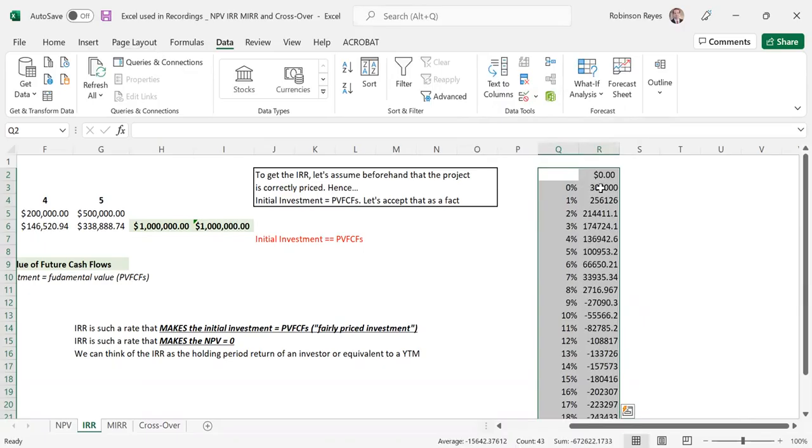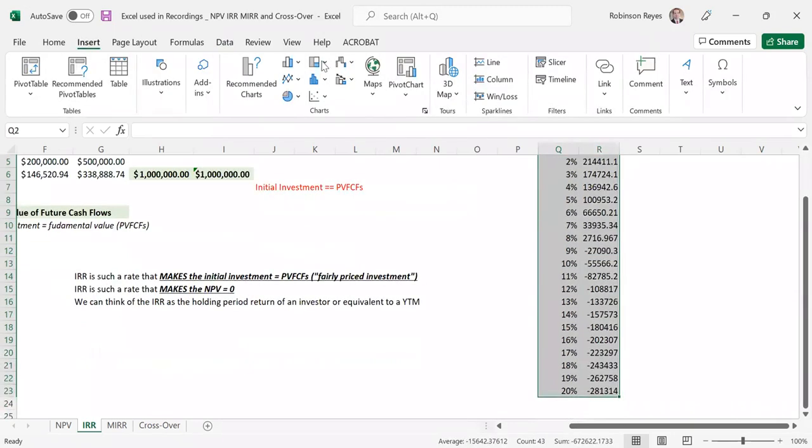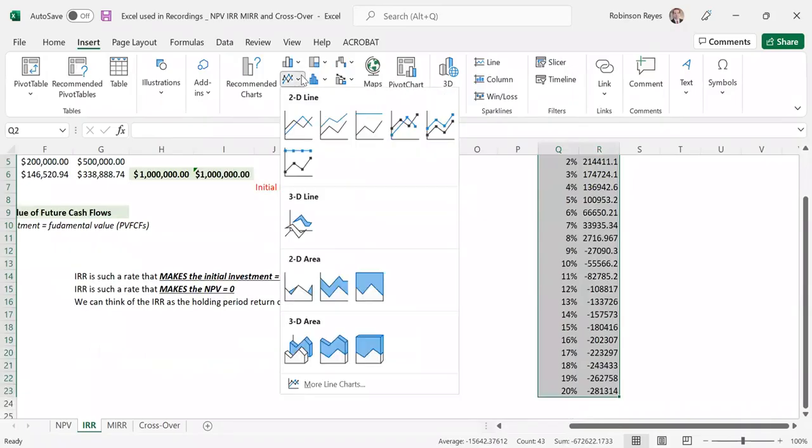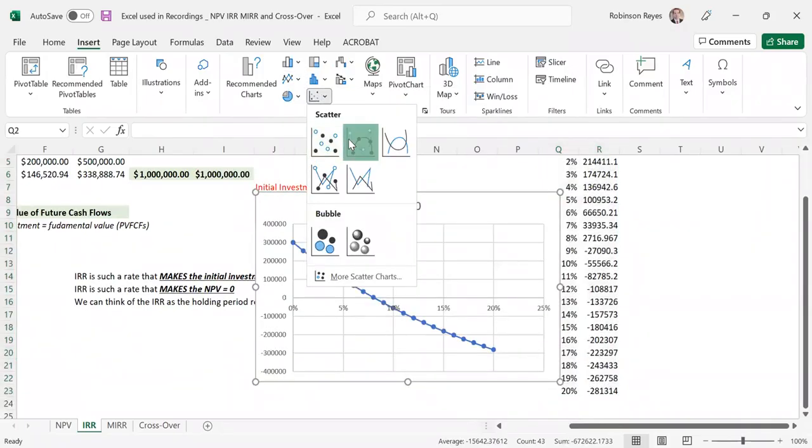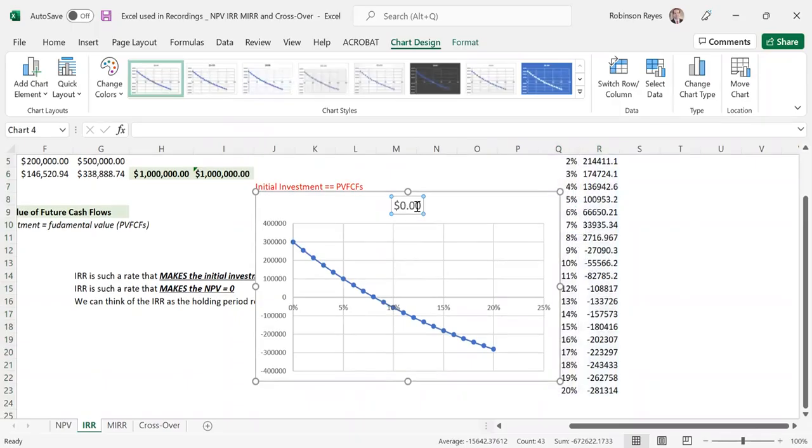Now I'm going to plot this. I'm going to insert this scatter, and there we go. This graph is called the NPV profile of the project.